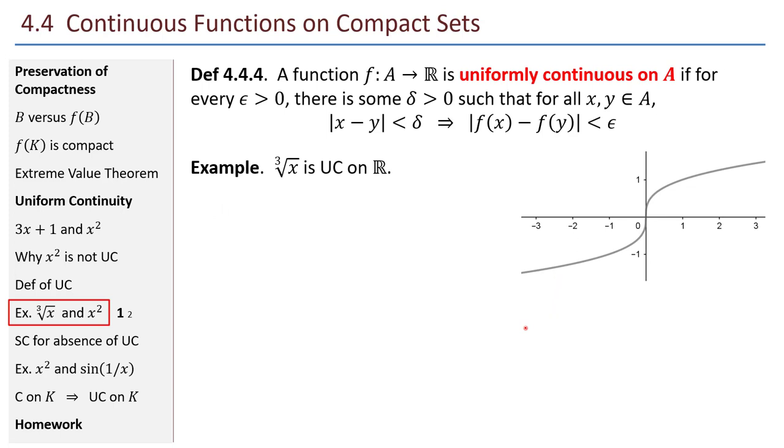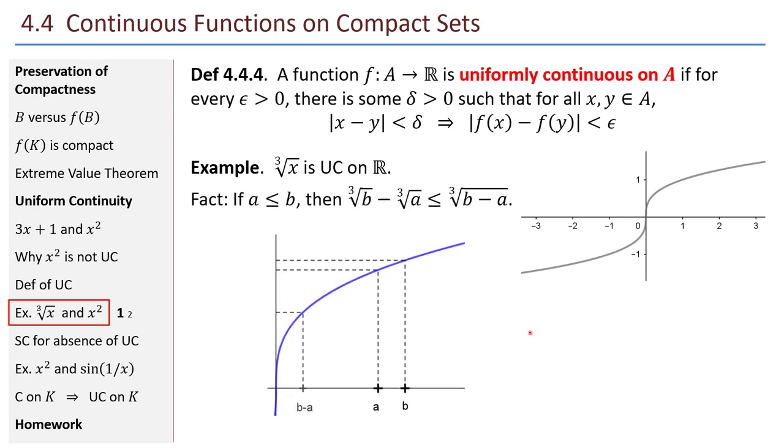The cube root of x is uniformly continuous on all the real numbers. Why is this so? Well, I'm going to use a fact. If a is less than b, then the cube root of b minus the cube root of a is less than or equal to the cube root of b minus a. A picture makes this pretty evident. In this picture, I've chosen some a and b, and correspondingly there's a cube root of b and a cube root of a. And we can imagine taking that difference, a and b, and sliding it to the left. So the distance that a is from b is the same as the distance that 0 is from b minus a. But what happens is, upon sliding to the left, that space between the function values opens up.